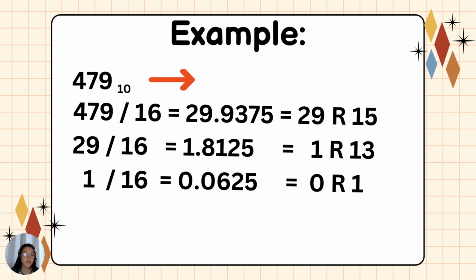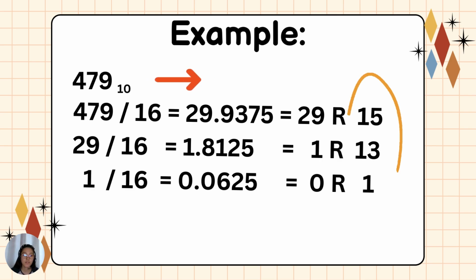Next, for the last one, 1 divided by 16 equals 0.0625, so we will put here 0, remainder, 16 times 0.0625, which is equivalent to 1.